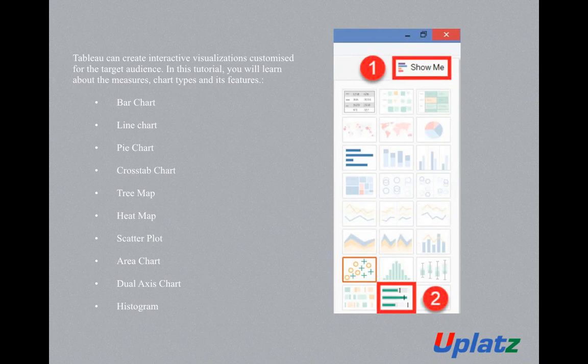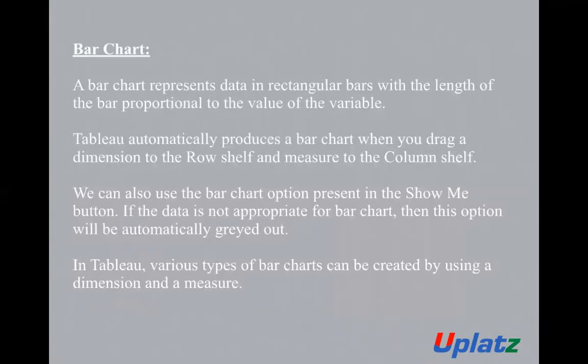Whenever you open your worksheet, on the right hand corner you have a Show Me tab. When you click on that, you would be able to see the different kinds of charts that Tableau has. You can use any one of them and visualize your data. So let us begin with bar chart.